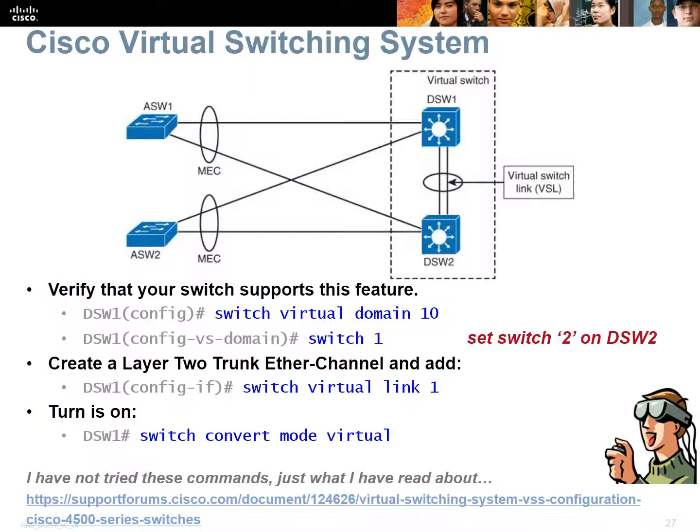So exactly the same as Stackwise on the back, but now using cables on the front. But when you do a show run now, you won't see two switches anymore. You'll see one switch.